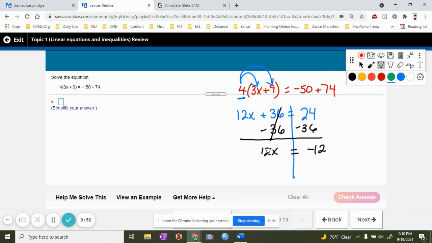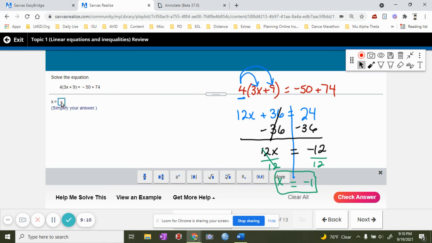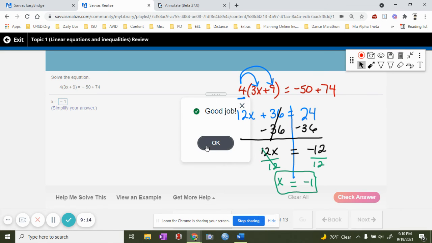Now let's undo our coefficient. We are multiplying by 12, so we are going to divide both sides by 12, and we get x equals negative 1. Let's check our answer. So if I type that in here and I get negative 1, there we go.